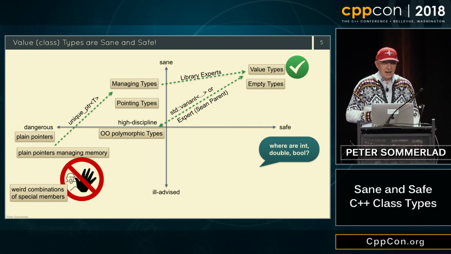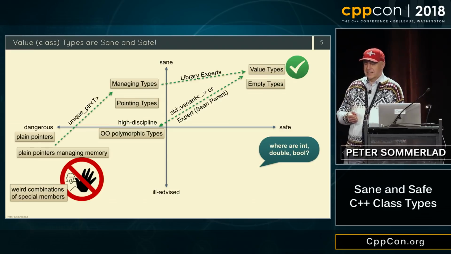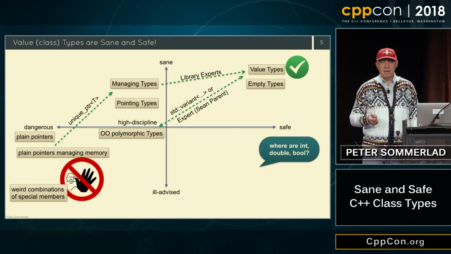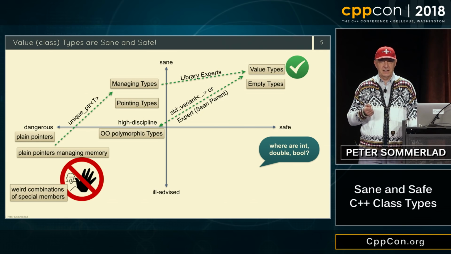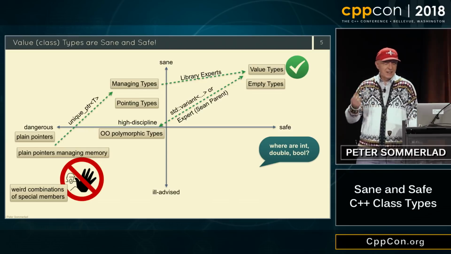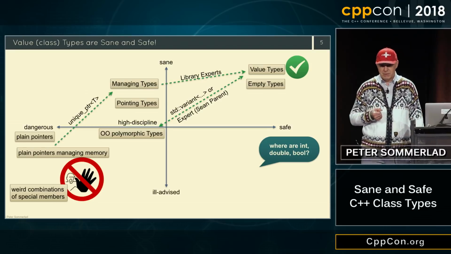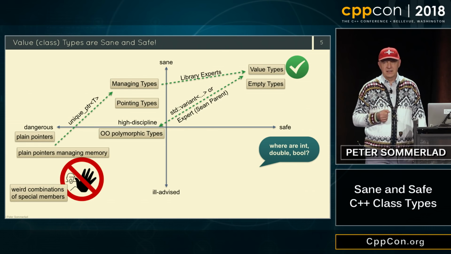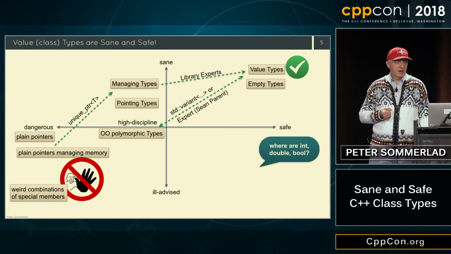And then there's the area of insane or ill-advised and dangerous things like plain pointers. In my opinion, plain pointers have no real use in user-level code in C++. In the standard library, we have a unique pointer that actually makes the memory management more sane, but still they might be null, so that's dangerous if you apply the dereference operator on them.